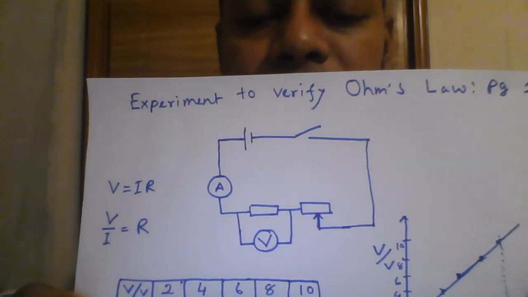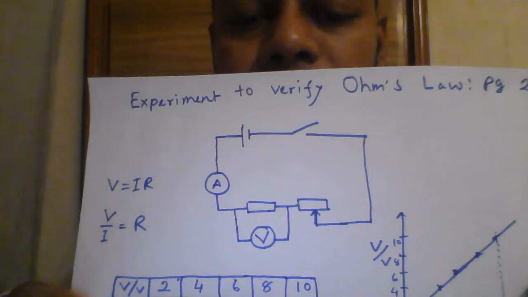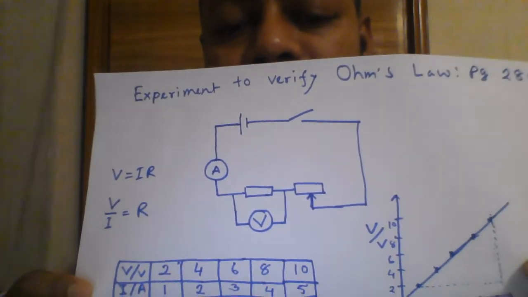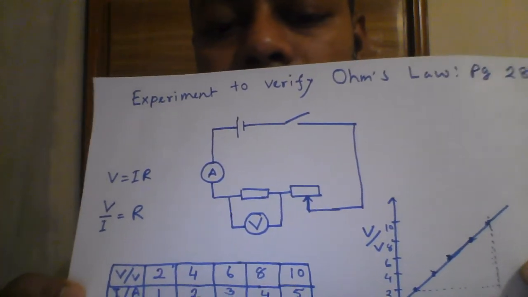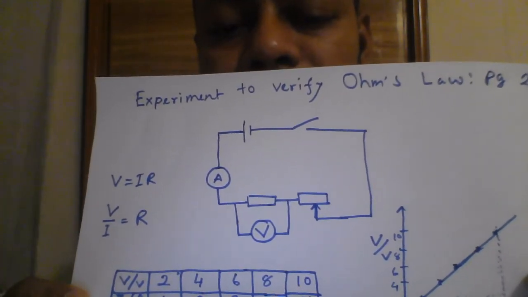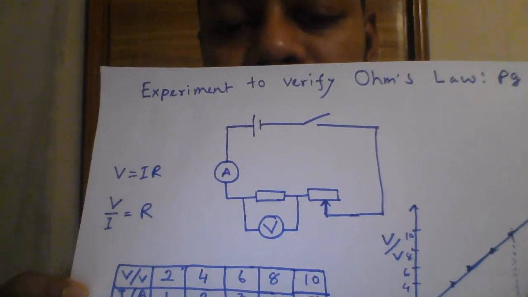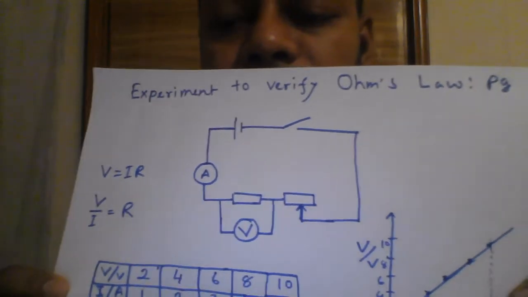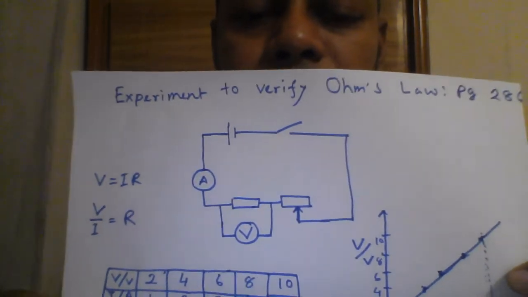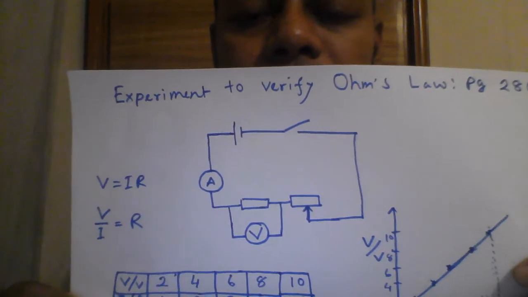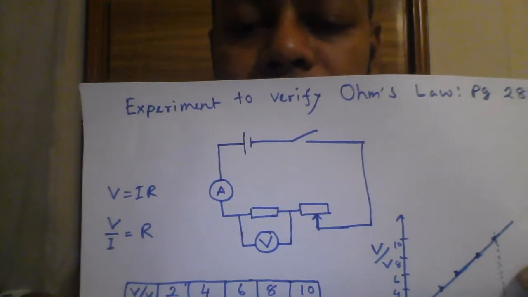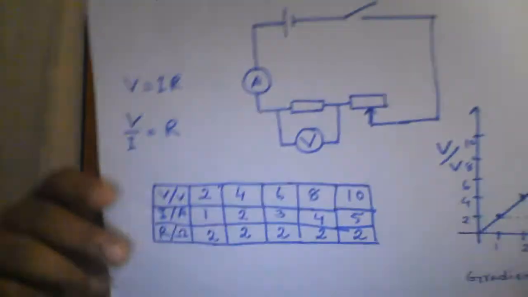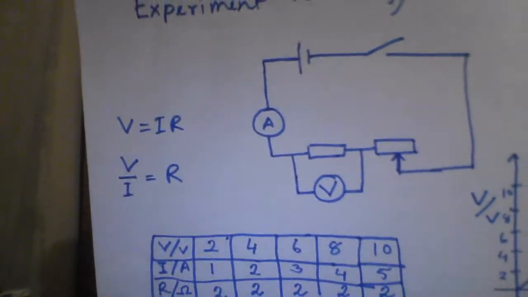And the voltmeter is connected across the fixed resistor, so that we are getting the voltage across this resistor. We can measure the voltage across the fixed resistor, and we can understand the law from the readings. If we close the switch, then the circuit is on, and we can measure the readings.